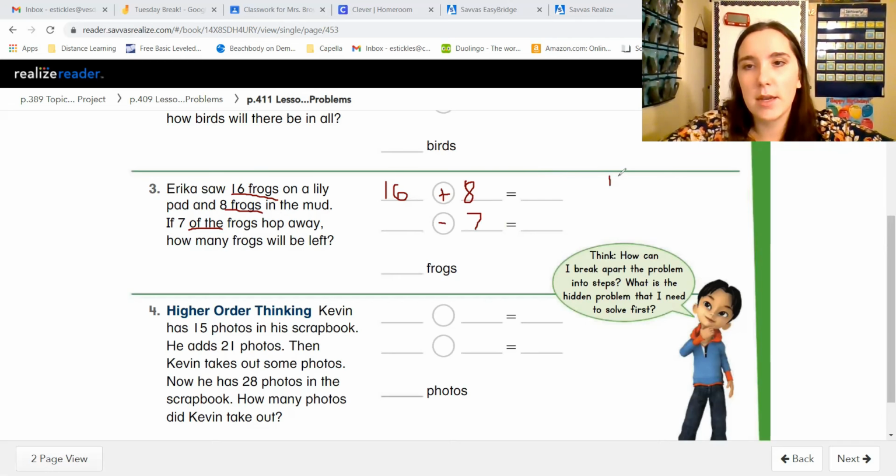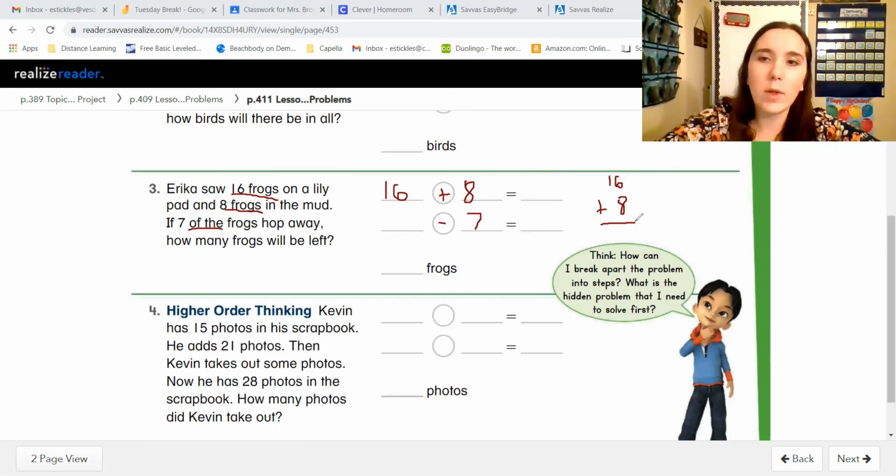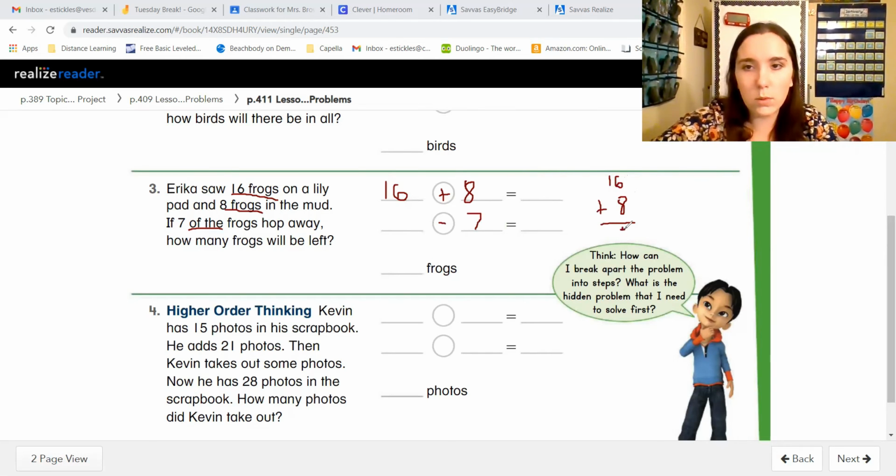So I'm going to stack up my numbers over here to show my work. Very important, ladies and gents. 16 plus 8. Okay, well, I know 6 plus 8 equals 14, which is 4 ones and 1 ten. And 1 ten plus 1 ten equals 2 tens. So at first, there were 24 frogs that I saw in all.